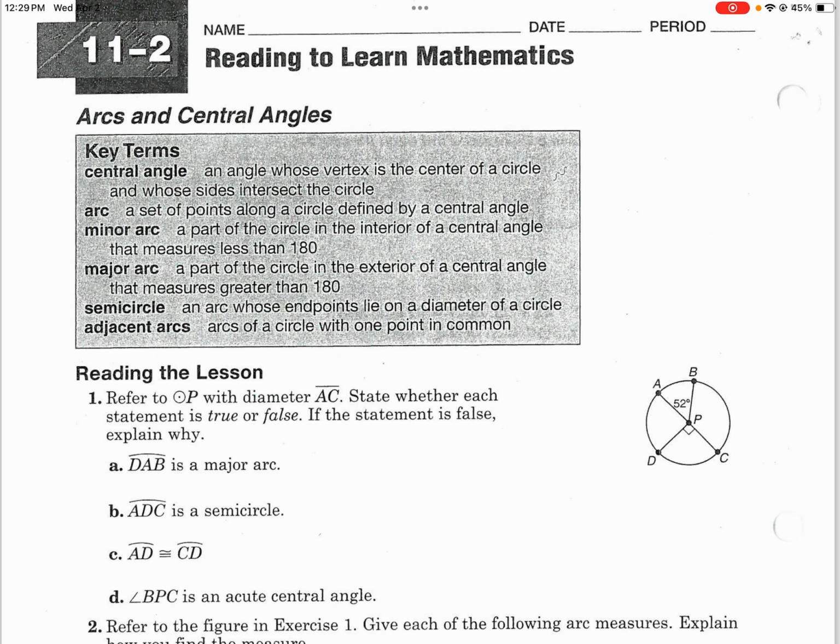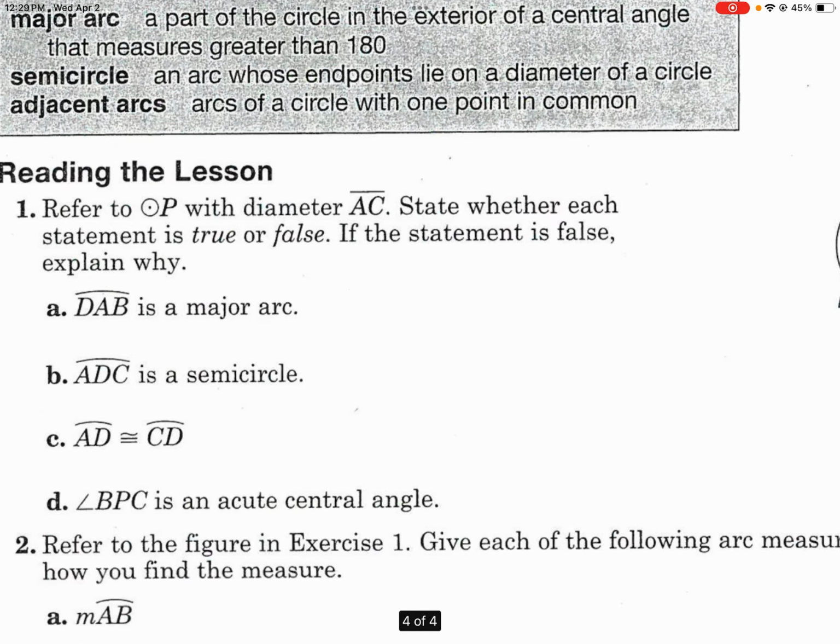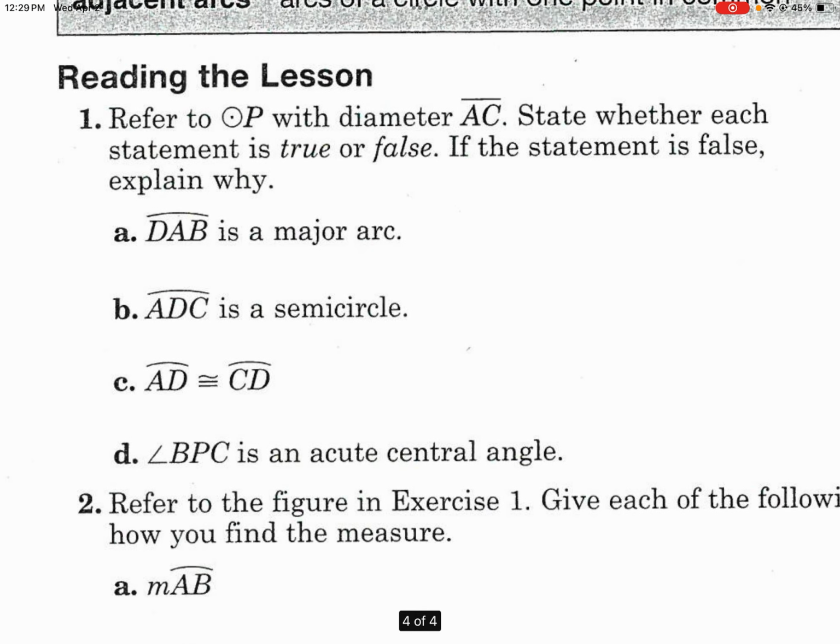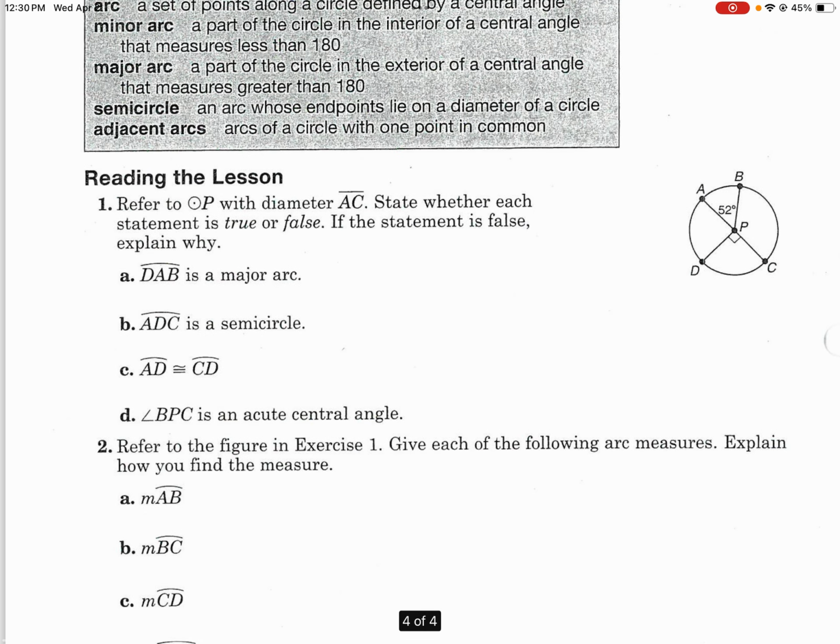This is section 11.2. We're going to look at arcs and central angles. This is the reading to learn math page. Number 1, refer to circle P with diameter segment AC. State whether each statement is true or false. If it's false, explain why.